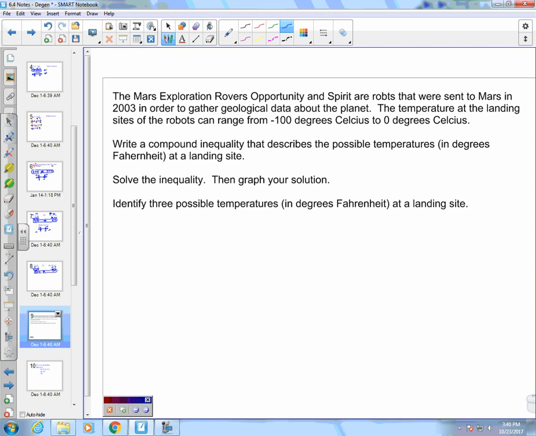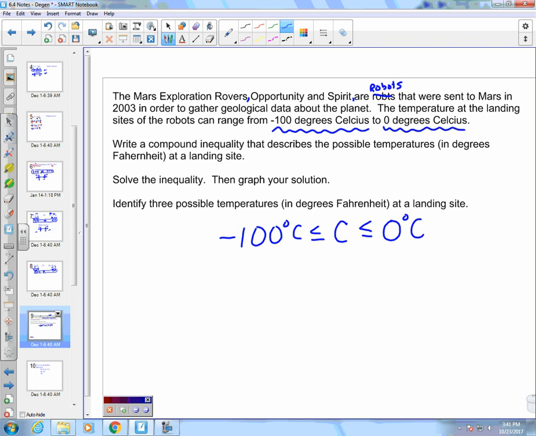The last thing that we have is a story problem. The Mars exploration rovers Opportunity and Spirit are robots, yes, I have a typo, robots, that were sent to Mars in 2003 in order to gather geological data about the planet. The temperature at the landing site of the robots can range anywhere from a negative 100 degrees Celsius to 0 degrees Celsius. When we write that, that's a negative 100 degrees Celsius, less than or equal to the temperature in Celsius, less than or equal to 0 degrees Celsius.